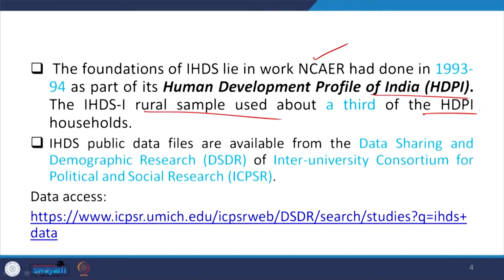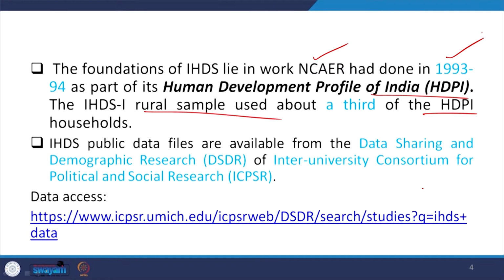That means those who are interested in repeated or longitudinal information related to rural profile can start from the work of 1993-94 till the latest round of 2011, that is IHDS 2, the second round of IHDS. So, in totality, for understanding rural space or rural changes over time, you can consider three rounds: HDPI, IHDS 1 and IHDS 2. I will discuss this in detail in our successive slides.